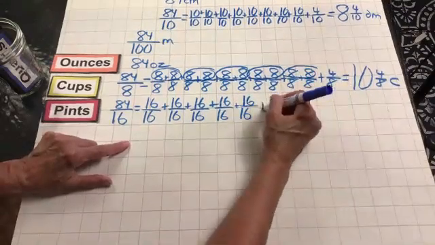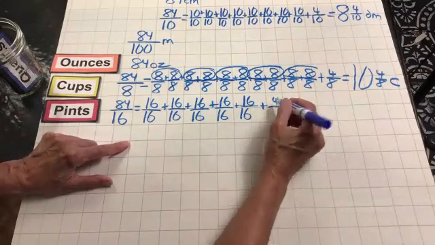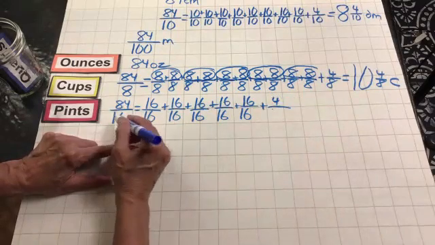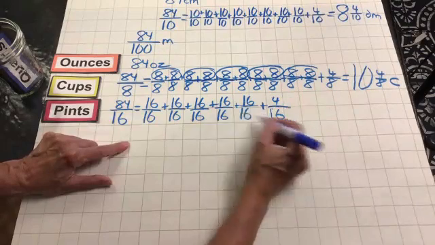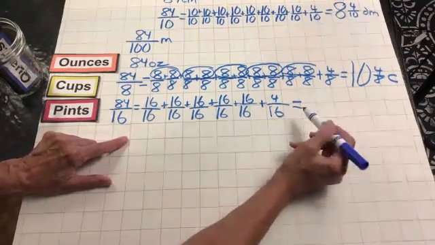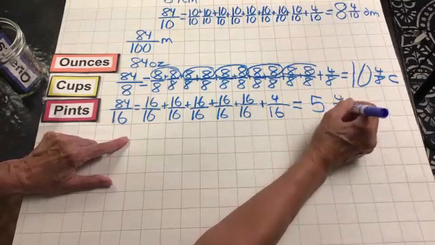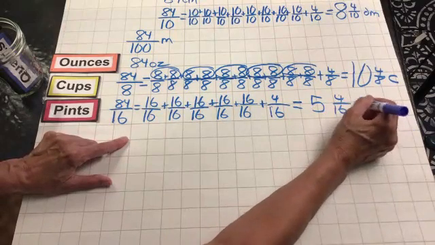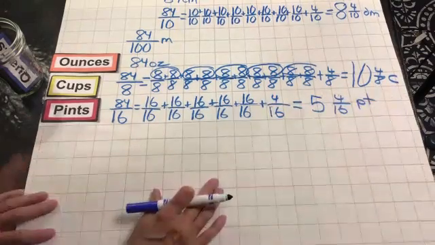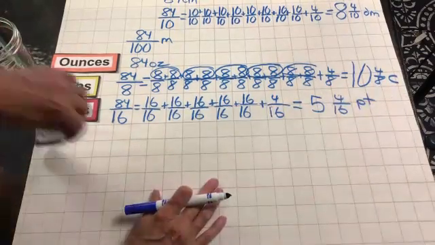And then we have another one. And then 4 over 16, because the top numbers all have to equal 84. The bottom number is 16, because that's the grouping we're doing. So we have 5 and 4/16 of a pint. Looking good. Let's move on to quarts.